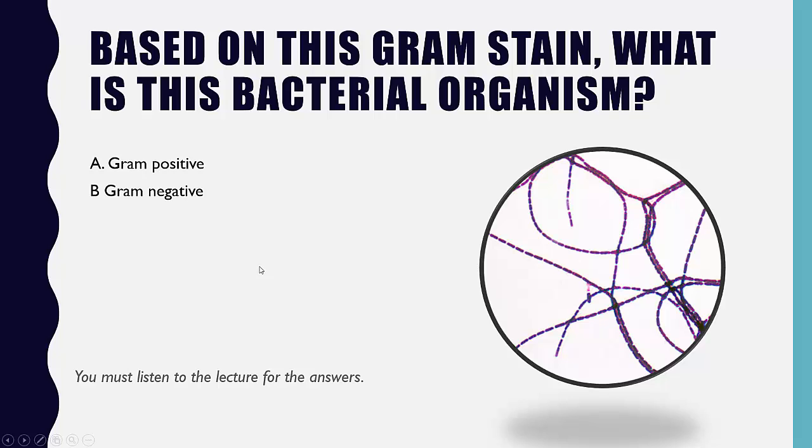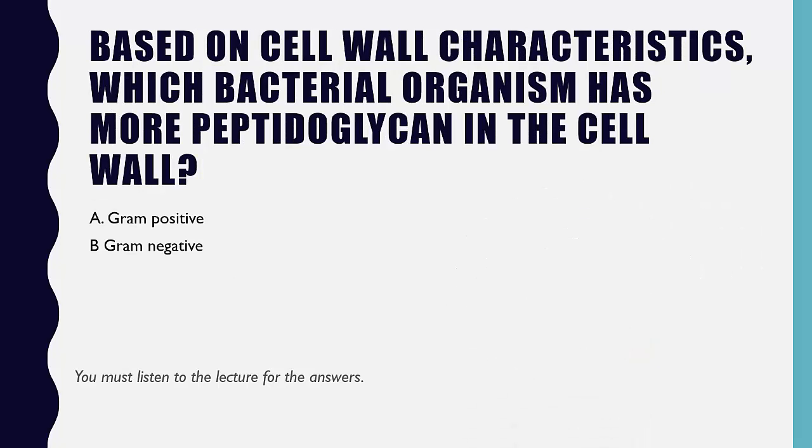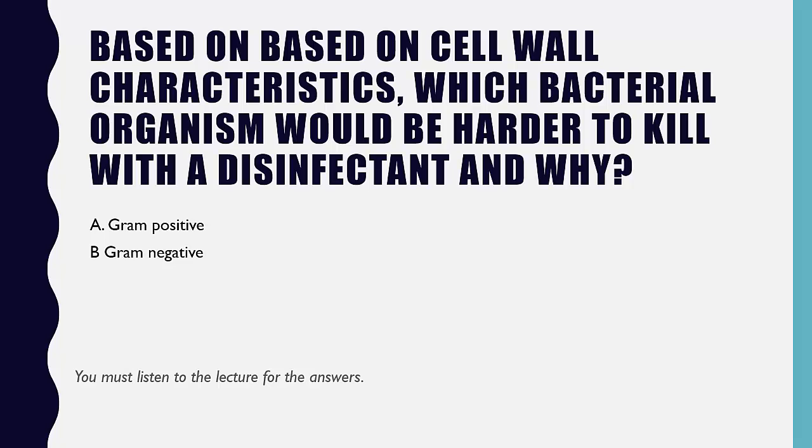Based on this gram stain, what is this bacterial organism, gram positive or gram negative? Look at the dark places. This is a streptobacillus, by the way: strepto arrangement, bacillus shape. It looks like it's breaking down a little bit, probably because it's making endospores, but this is a gram positive. Stains purple, right? What about this one? This is E. coli. Yeah, this is gram negative. Very good. Based on the cell wall characteristics, which bacterial organism has more peptidoglycan in the cell wall, gram positives or gram negatives? Gram positives. You got it.